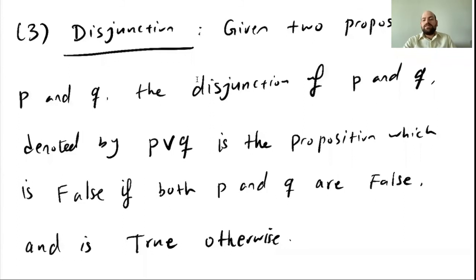So this is the opposite of the conjunction situation. In that case, we said the compound proposition is true only if both of them are true, otherwise false. This one we say is false if both of them are false, otherwise it's true. So in other words, conjunction is usually false unless both of them are true. This one is usually true unless both of them are false.